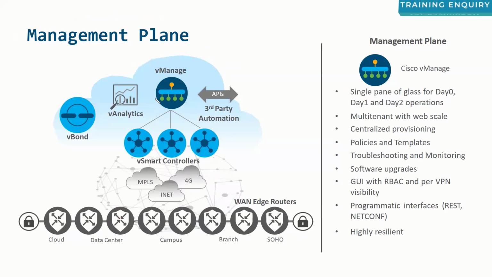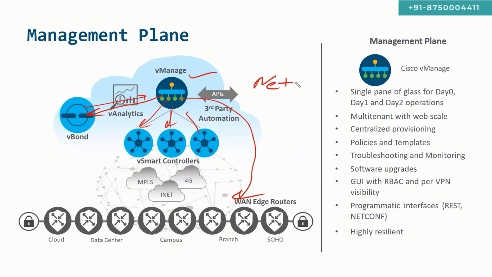And remember that because we are doing everything on vManage, vManage must be able to pull the configuration from vBond, and also it should be able to push the configuration onto vBond. Same goes with vSmart, same goes with managed routers. So for that purpose, it uses NETCONF. Earlier, we used to have SNMP, but now NETCONF is being used there.